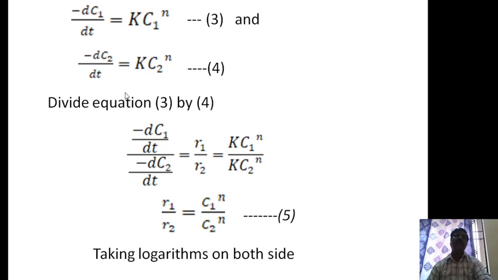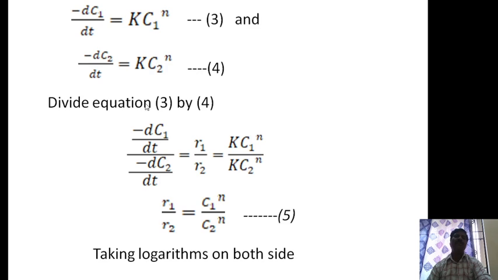Similarly, another experiment you have to carry out by taking the initial concentration C2. Therefore we get minus dC2 divided by dt is equal to k into C2 to the power of n. It is called equation number 4. Now divide equation 3 by 4. What do you get now? Minus dC1 divided by dt, whole divided by minus dC2 divided by dt.